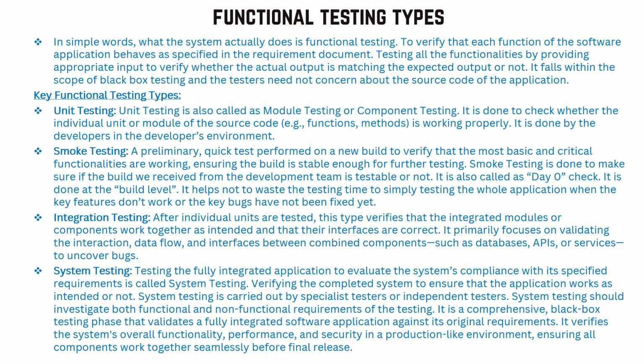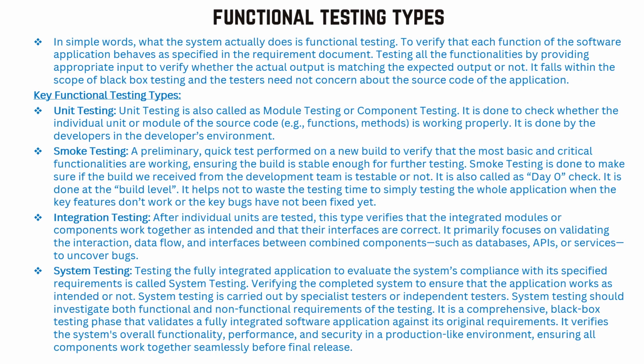So the QA team will do high-level happy path flow testing to make sure that all the basic functionality is working as part of the smoke test. In case it is not working, they will halt the execution of the remaining testing and report the bug. Then the development team will fix the basic bug, and the QA team will proceed to the other kinds of testing. Then integration testing: after individual units are tested and your smoke test is done, integration testing will verify that the integrated modules or components are working perfectly together as intended, and that their interfaces are also correct.